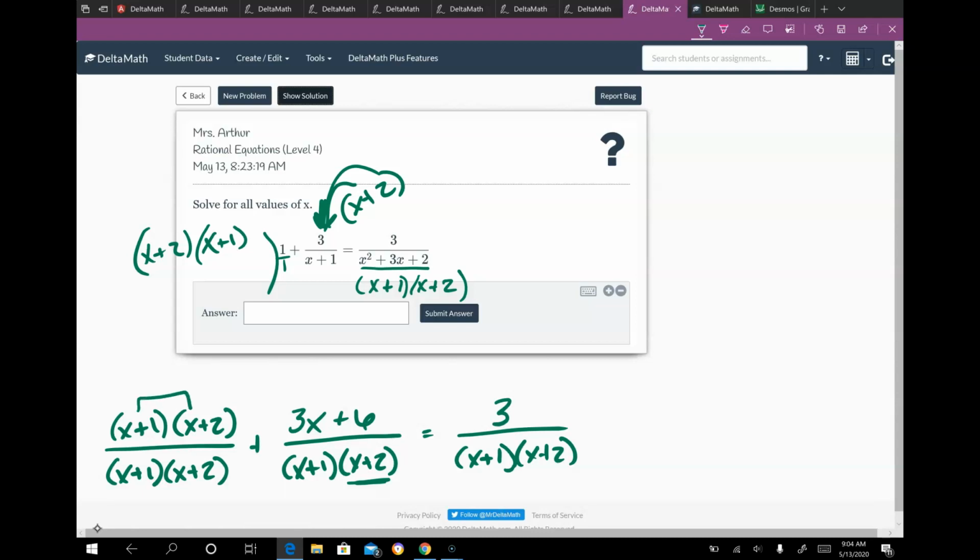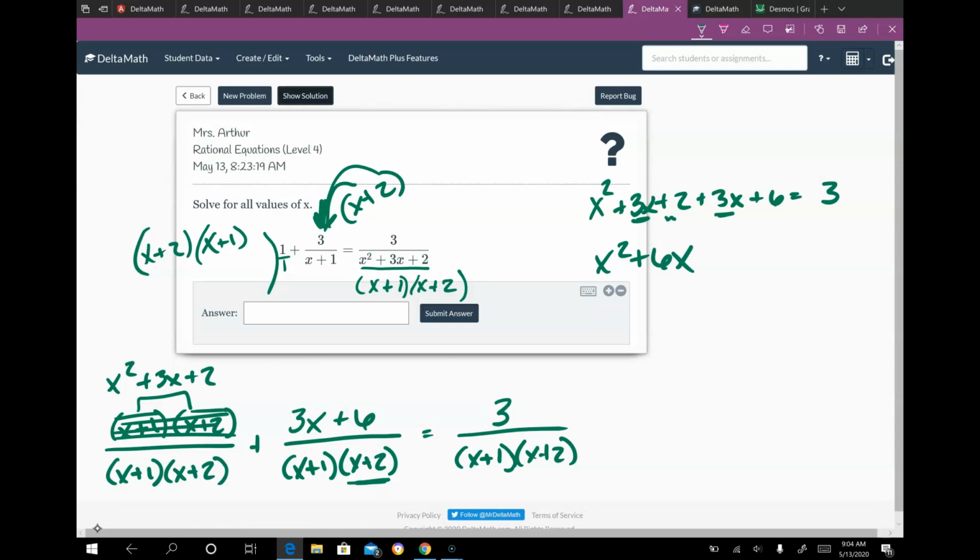Now these two, I want to go ahead and pull those out. And it's just going to be x squared plus 3x plus 2, because when you combine like terms, it's going to be easier. So I'm going to come over here and we're going to say x squared plus 3x. So once you have like denominators, you take the numerators and leave the denominators alone. Plus 2 plus 3x plus 6 equals 3. Combine like terms. X squared, there's a 3x and a 3x, which is 6x. A 2 and a 6 is an 8.